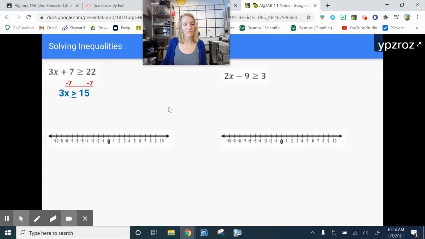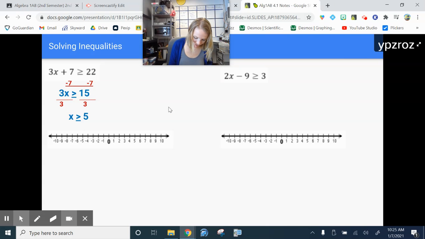What would be the next step? If I have 3x is greater than or equal to 15, how do I get x by itself? What's the next step in our T-chart? Divide by 3. Good. There you go. We're going to divide both sides by 3, and that's going to get us our answer. The inequality won't change. Not today, anyways. We're going to leave them simple today. So that's going to give us x greater than or equal to 5. I'm just going to write those in on my paper real quick so that I have a record of what I was doing.